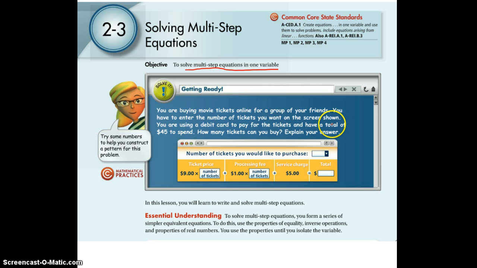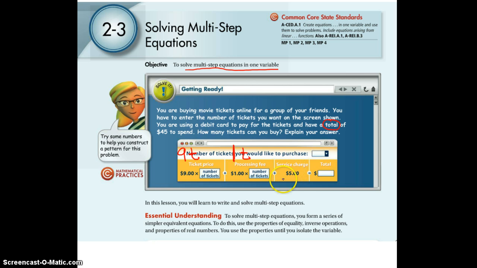Now there's some stuff that you can pull out of this problem. So total right there, that's a good one to identify. How many tickets can you buy? Explain your answer. Now this is really nice because we have rates right here. Remember, rates always directly translate. So this first rate, $9 per number of tickets. So right away we can say this is going to be 9T. And then there's a processing fee of $1 per number of tickets. So those two things directly translate.